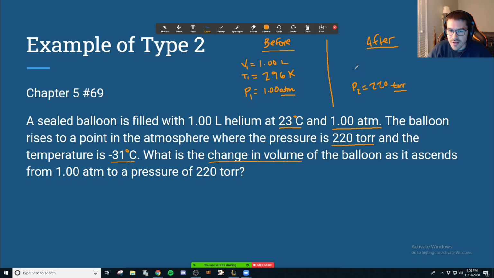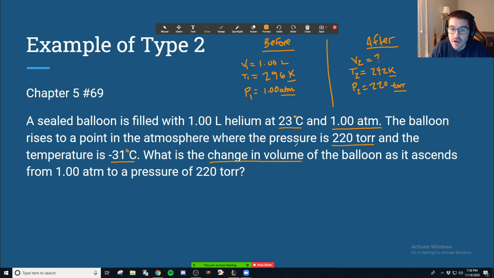The new temperature is negative 31 degrees C. I'll go ahead and do my calculator on this one. So negative 31 plus 273, 242 Kelvin. This is a good example of why you have to use Kelvin. If you try to do a calculation like this with a negative temperature, you're going to get like a negative volume or something. Things don't work out. So that's why we have to use what is called an absolute temperature scale, where absolute 0 is 0 Kelvin. And then what we need to do here is solve for the new volume.